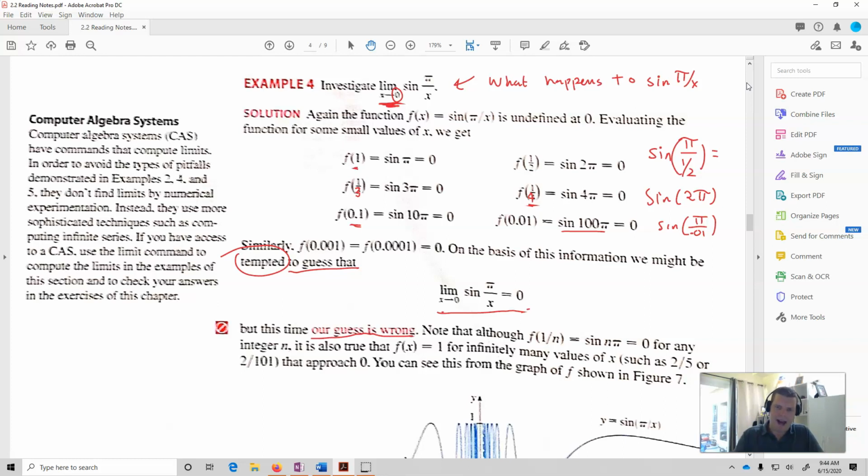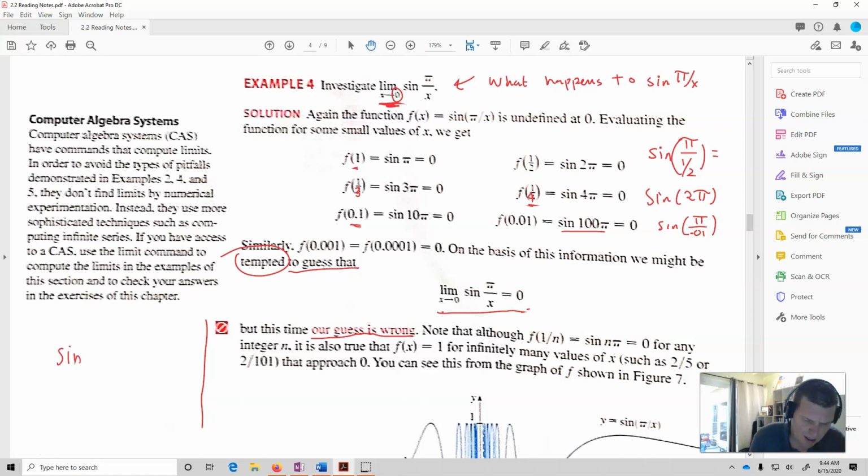So note that although f of 1 over n equals sine n pi equals 0 for any integer n, it is also true that f of x equals 1 for infinitely many values of x. Huh. All right, well, is that true? And he says such as 2/5 or 2 over 101. Well, let's actually put over in a little side note here. You might be doing this as you're following along, with a piece of paper, writing some notes, maybe trying out some of the examples. So I'm going to try that out.